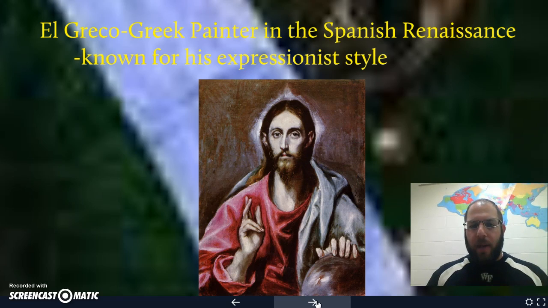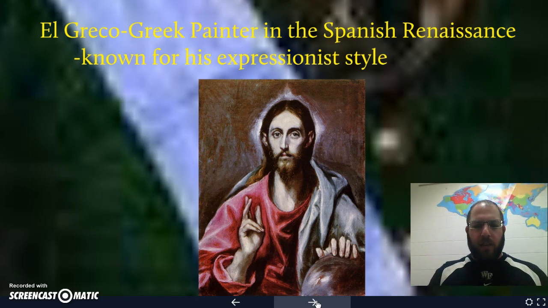He was a Greek man who had moved to Spain, hence they gave him the title as a nickname, El Greco, and he stuck with that as his name. But he was a Greek painter, and he's known for an expressionist style. If you see this painting of Jesus Christ here, you should notice a lot of differences between what he did in the Spanish Renaissance versus the Jesus that you might have seen out of the Northern Renaissance and definitely out of the Italian Renaissance.